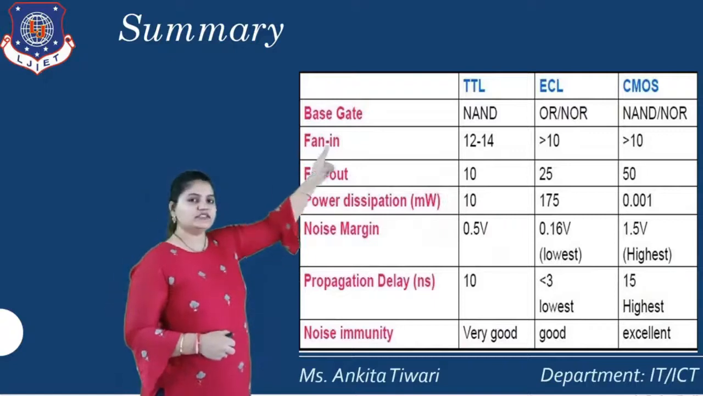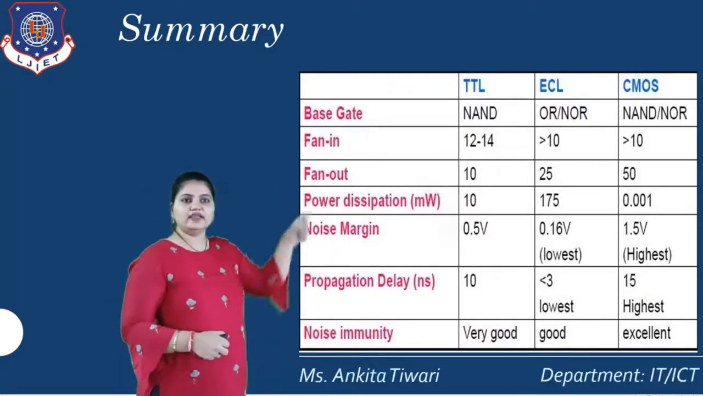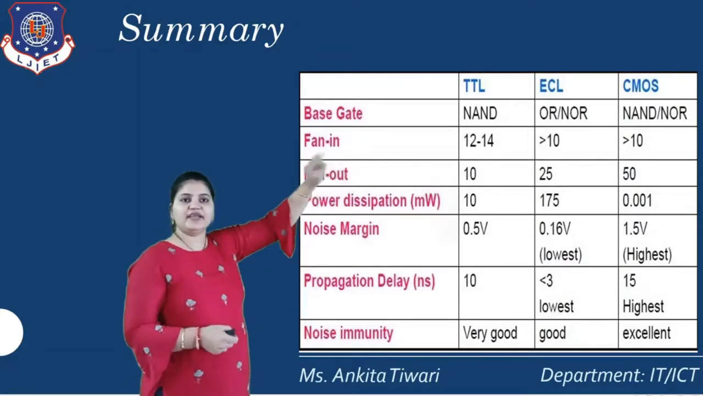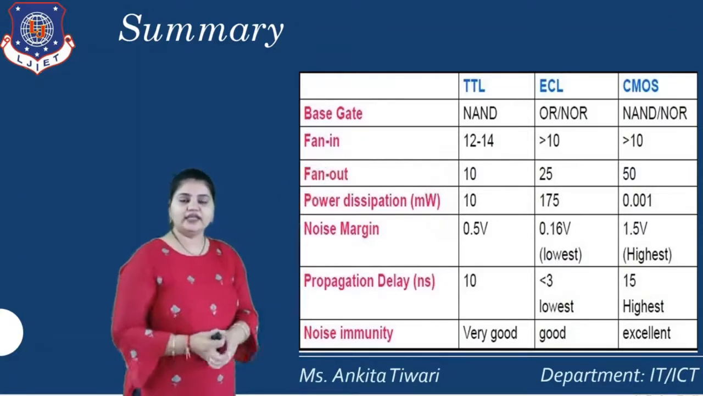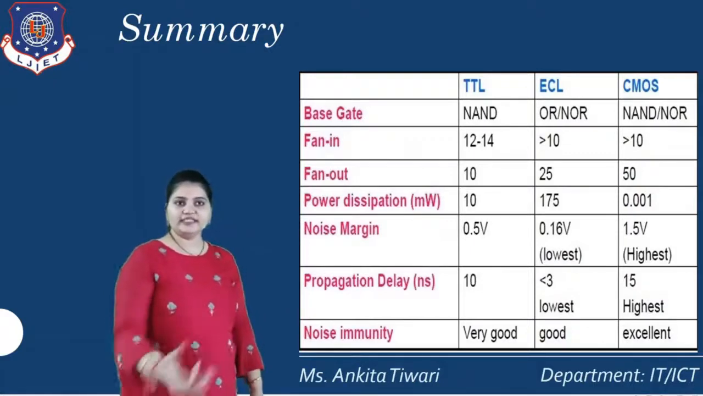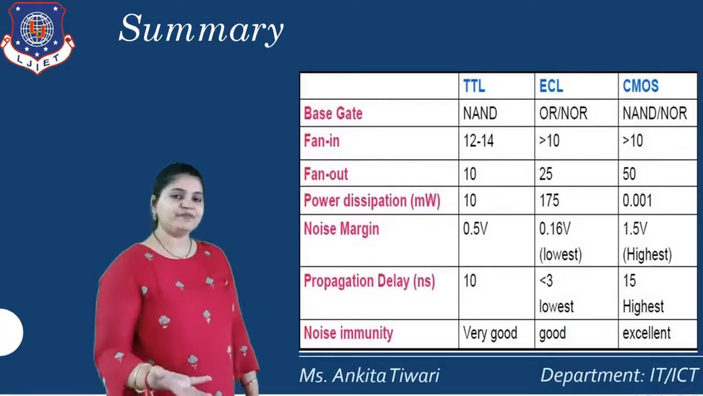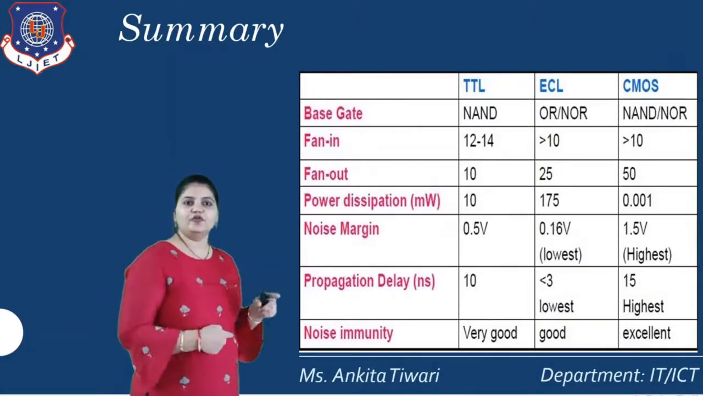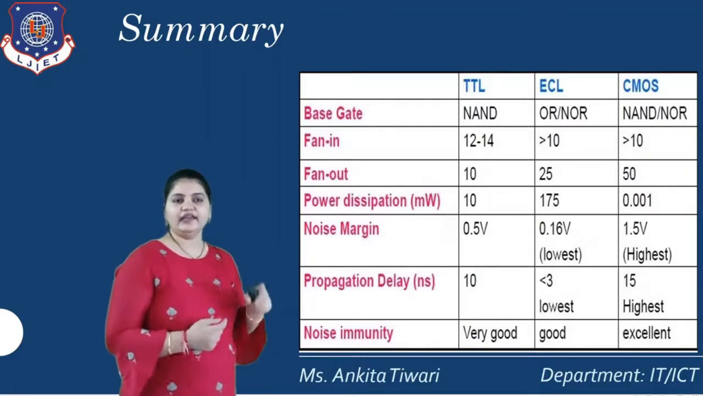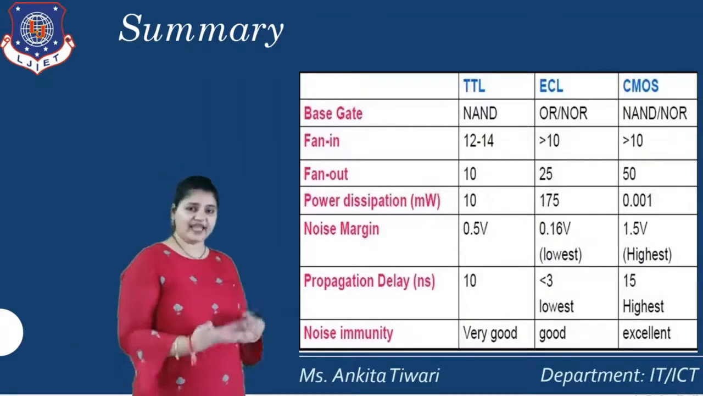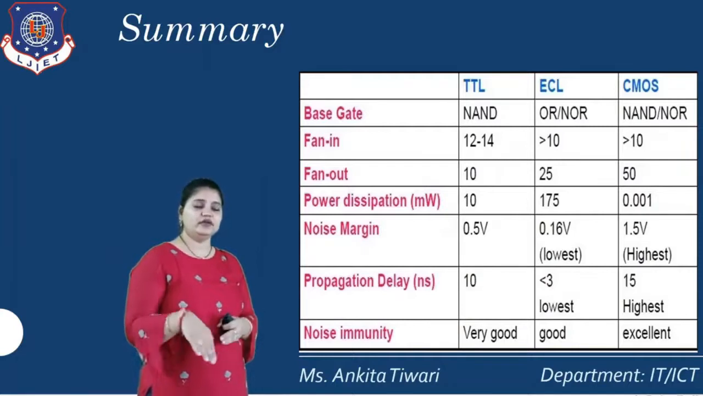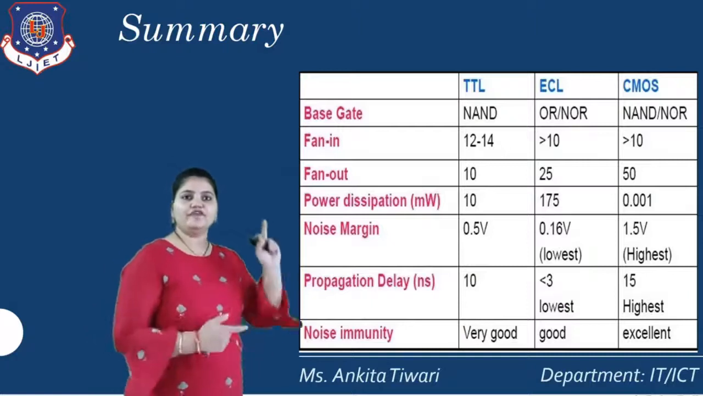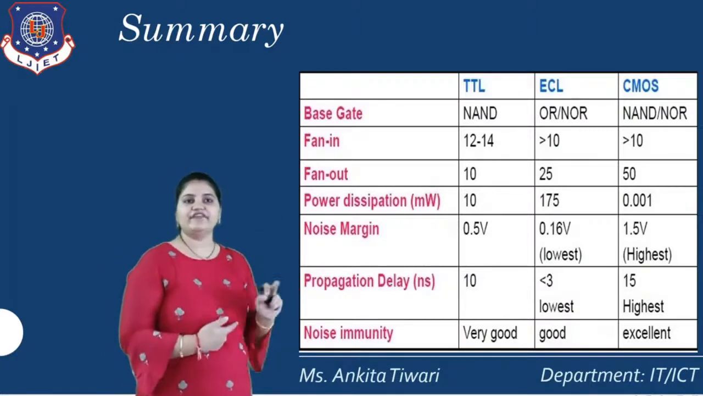So here, the first column includes TTL, the second includes ECL and the third includes CMOS. The first part is the basic gate, which in TTL is NAND, in ECL it is OR and NOR, and in CMOS it is NAND and NOR, same as ECL. Next is fan in: in TTL it is 12 to 14, in ECL it is greater than 10 and in CMOS it is greater than 10, not exact, so we have used a greater-than sign. Now fan out value of TTL is 10, ECL it is 25 and CMOS it is 50.